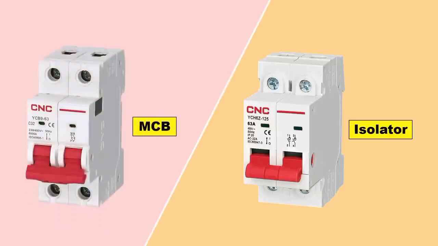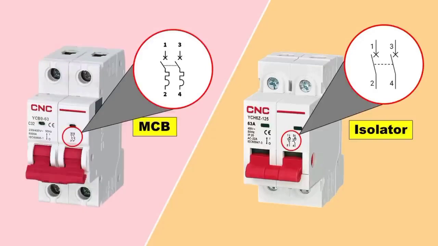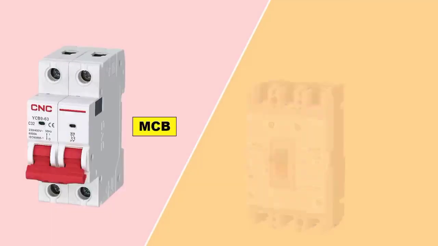protection. You can look in this screen, what is the symbol of MCB and what is the symbol of isolator. So whenever you go to buy a MCB, then look carefully to the symbol over MCB, whether it is MCB or not. After this, next device is MCCB.